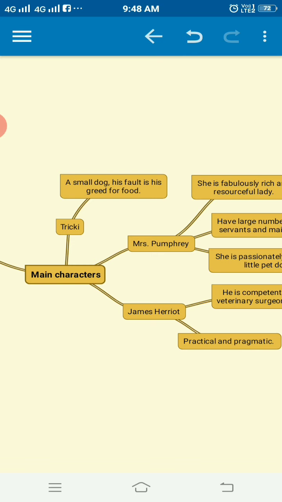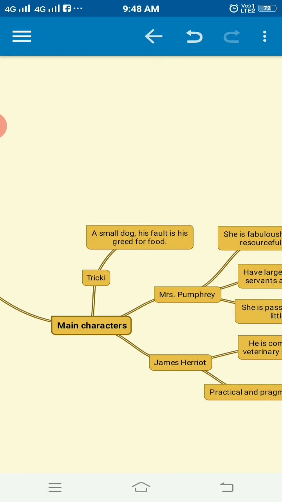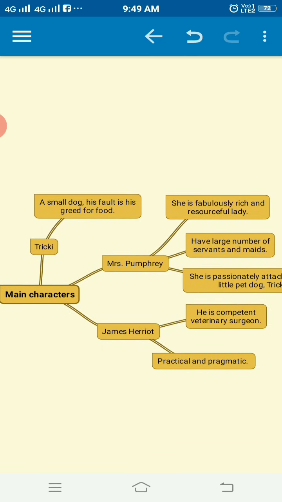Now, let us talk about the main characters. There are three main characters in this chapter. One is Tricky, the next is Mrs. Pumphrey, and the third one is James Herriot. Let us talk about Tricky. Tricky is a small dog. His fault is his greed for food. Whatever his mistress is offering this dog, he never says no and accepts everything at any moment of the day.